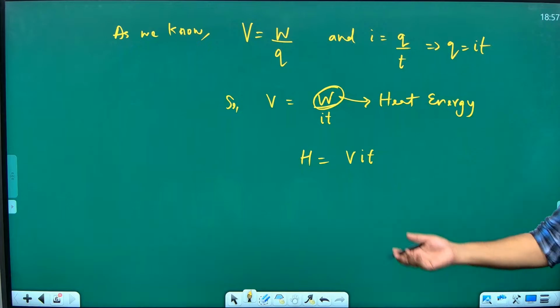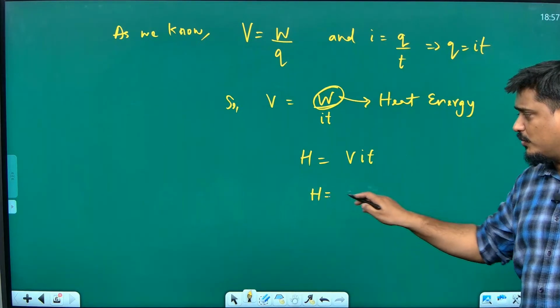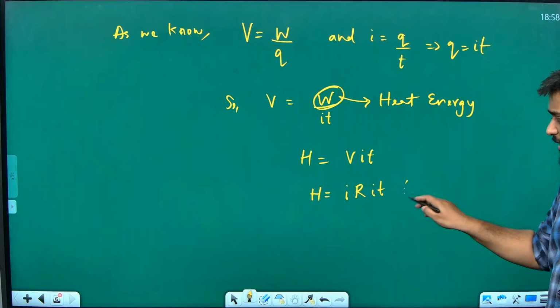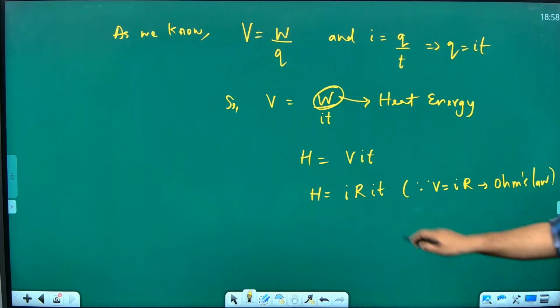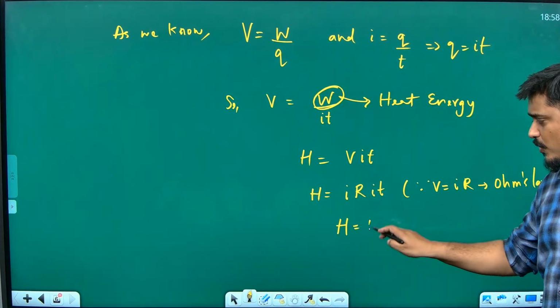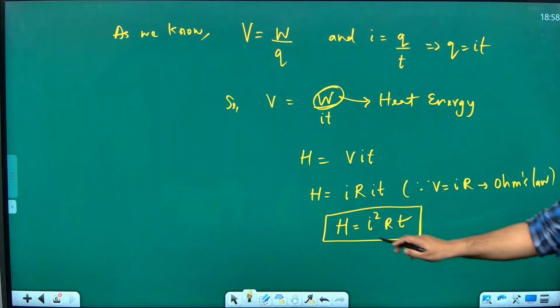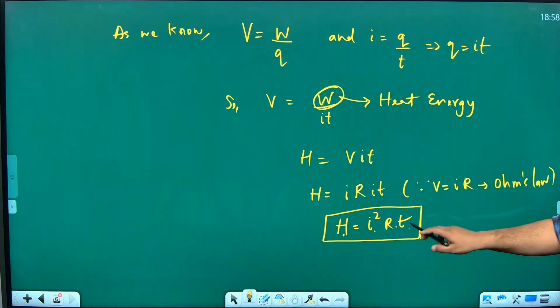If you are hearing, I hope you are understanding. And further, if you want to write, you can write H is equal to, instead of V I am writing IR into IT. How did it come? Since V is equal to IR, which law is this? Ohm's law. So I am going to get heat energy H is equal to I square RT, where H is heat energy, I is current, R is resistance and T is time.